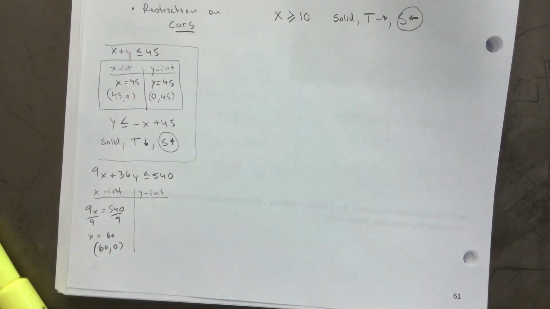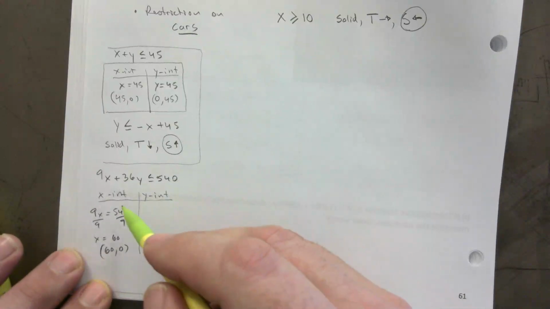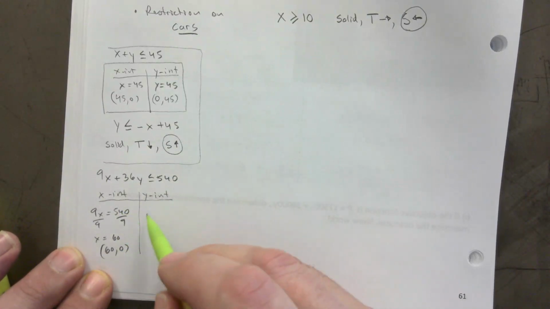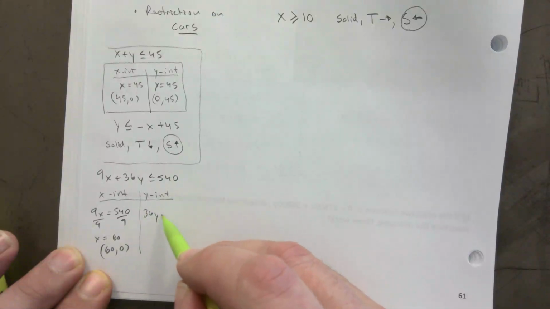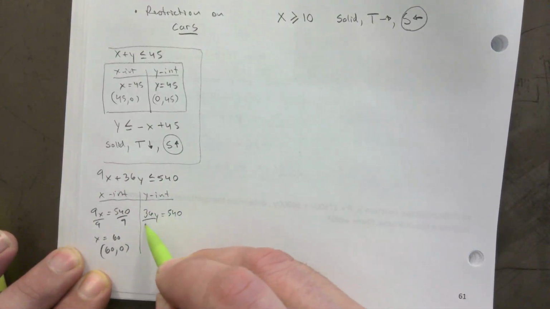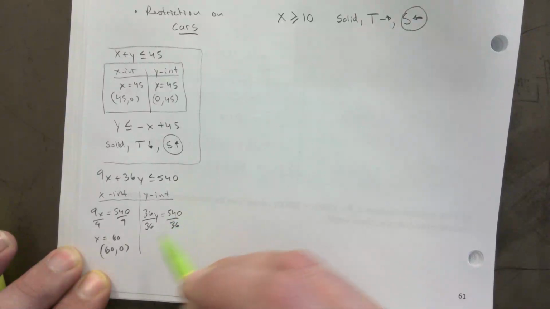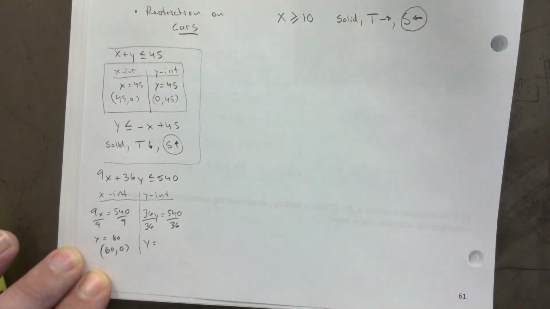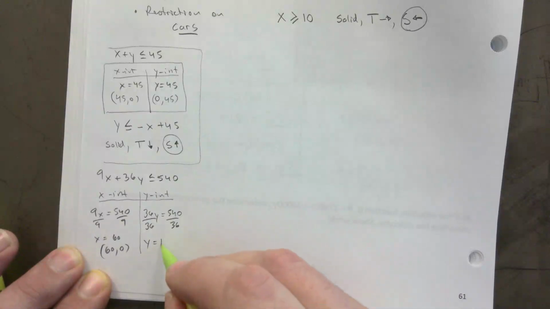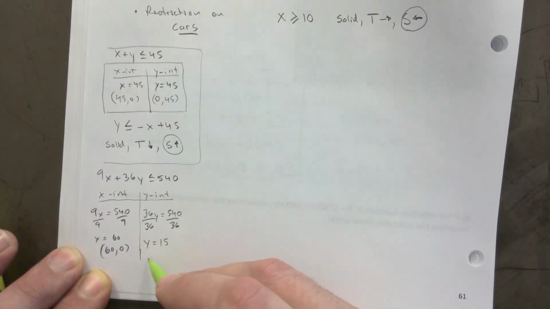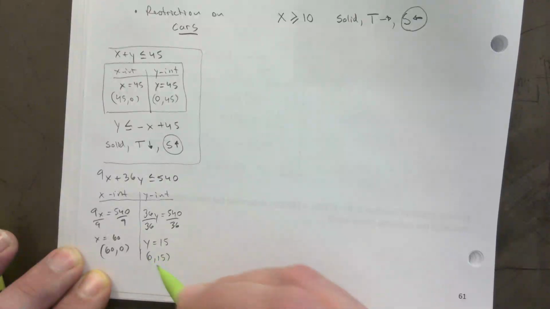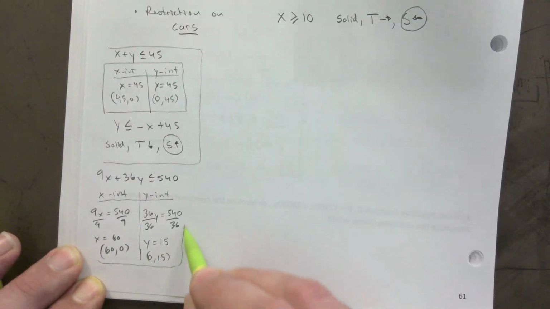That's it. Okay. So I got the x-intercept. My y-intercept would be 36y is equal to 540. Y is equal to 15, right? I often like to pick whole numbers when I make these up.